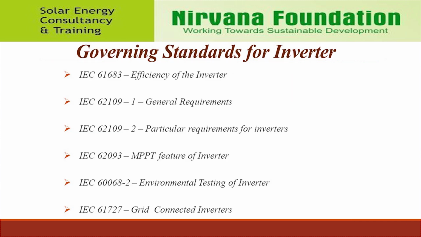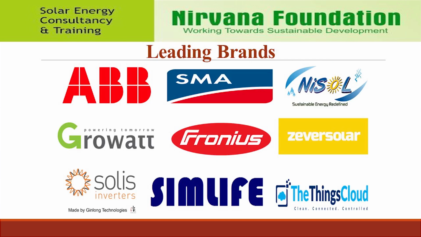Governing standards for inverter. IEC 61683, efficiency of the inverter. IEC 62109, general requirements. IEC 62109, particular requirements for inverters. IEC 62093, MPPT feature of inverter. IEC 60068, environmental testing of inverter. IEC 61727, grid connected inverters.